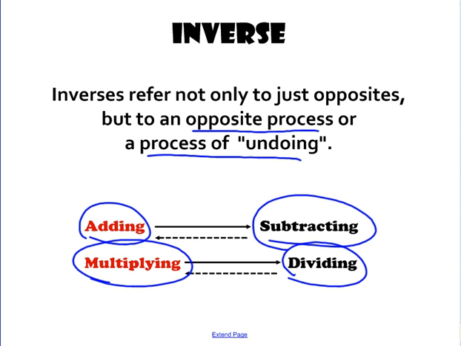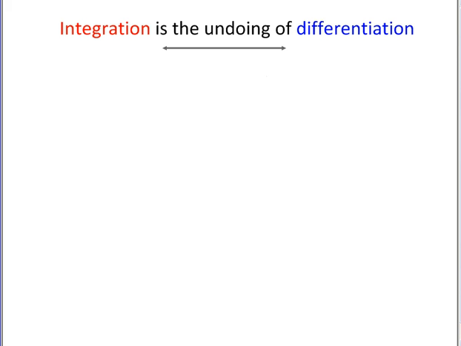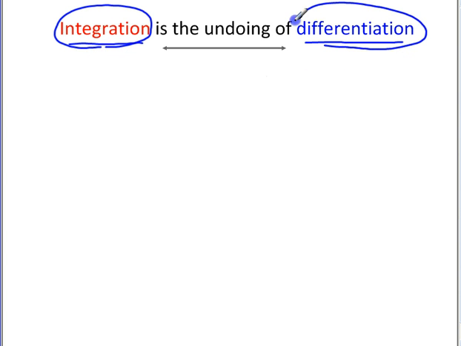So last semester, when you did a lot of things with derivatives, you used the process of differentiation. The inverse of differentiation, or the process of undoing differentiation, is integration. And just like the other ones, it goes the other direction. Integration will undo differentiation. So basically, integration is the opposite of differentiation.